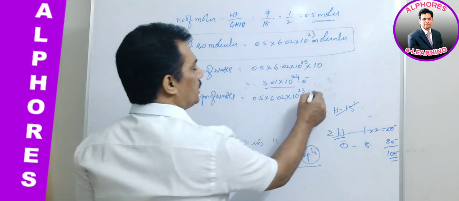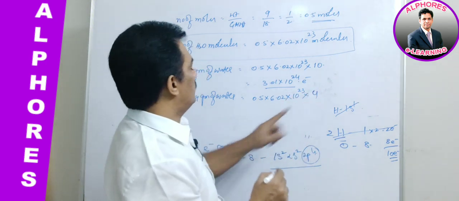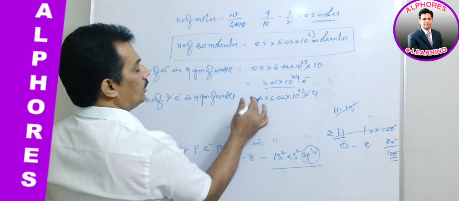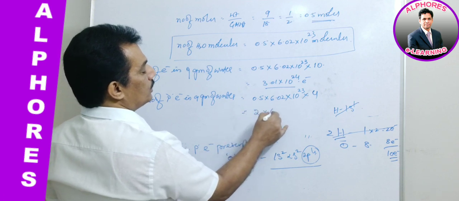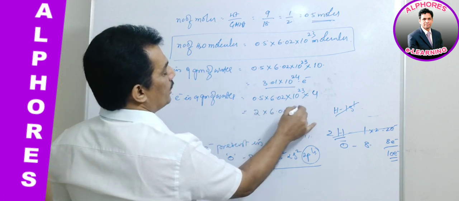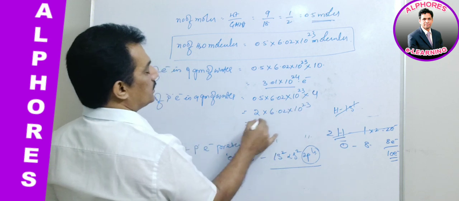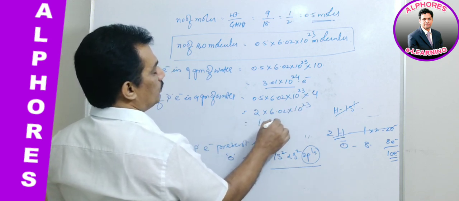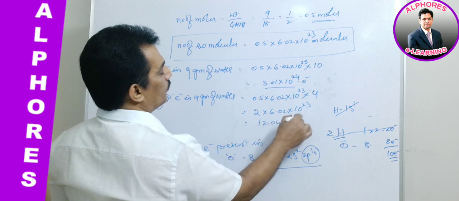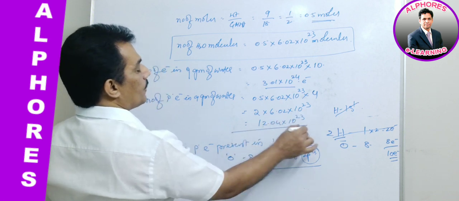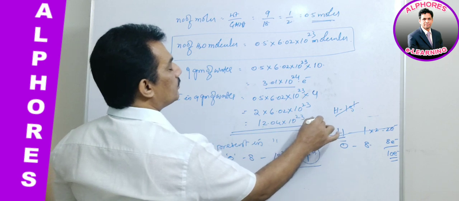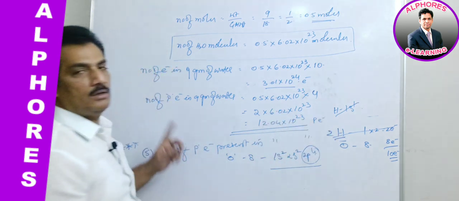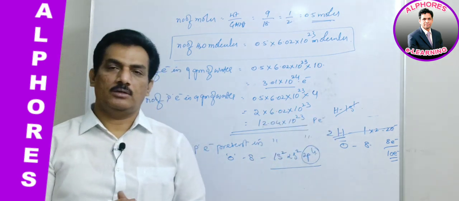So we are multiplying this with 4. That is nothing but equal to 4 into 0.5, 2 into 6.02 into 10 to the power of 23. That is 12.04 into 10 to the power of 23 p electrons present in 9 grams of water.